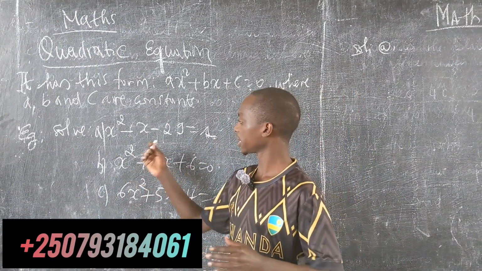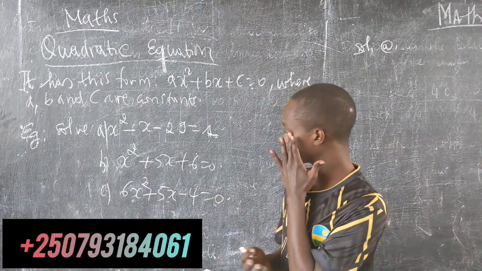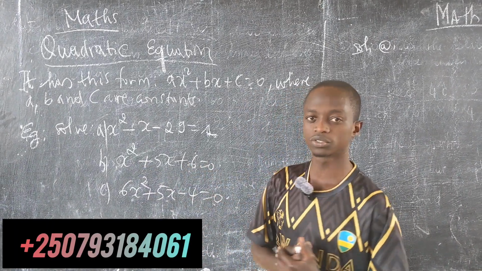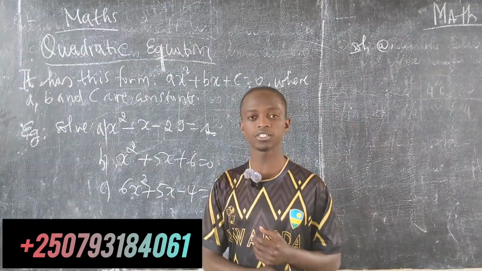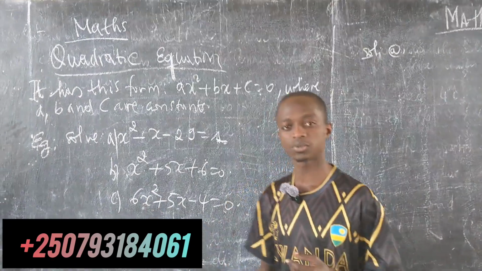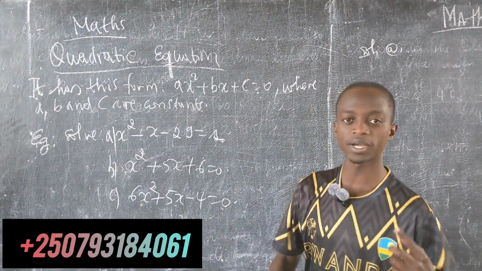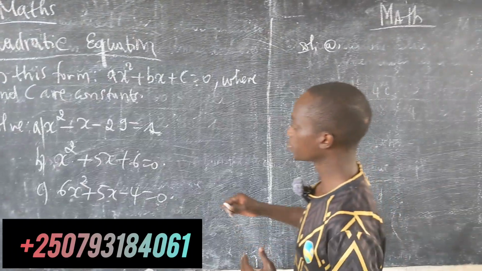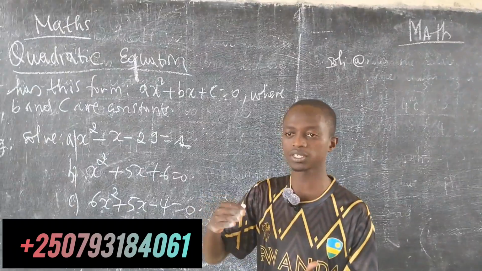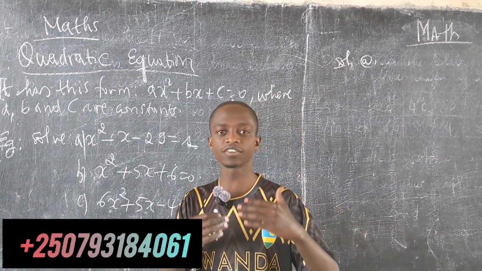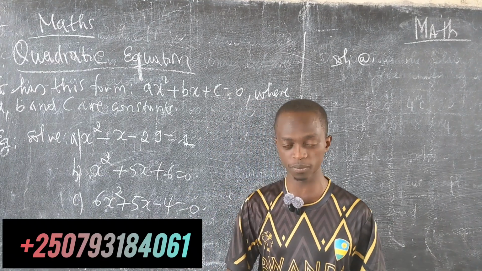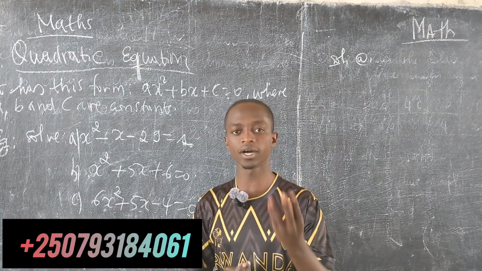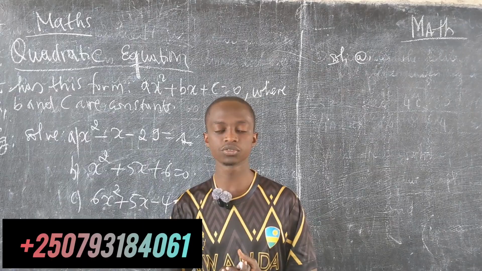Question B is x squared plus 5x plus 6, which is equal to 0. And the last question is 6x squared plus 5x minus 4, which is equal to 0. I am going to help you get to know how to use another formula which is different from the discriminant formula, which is commonly known by so many students.